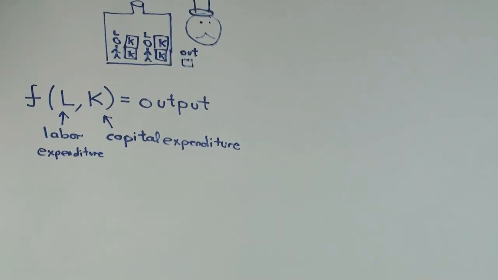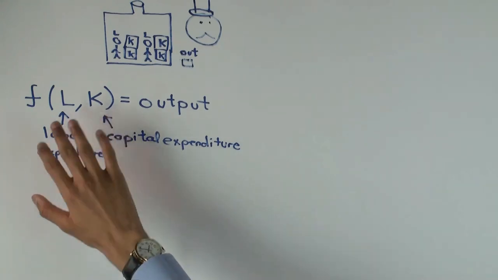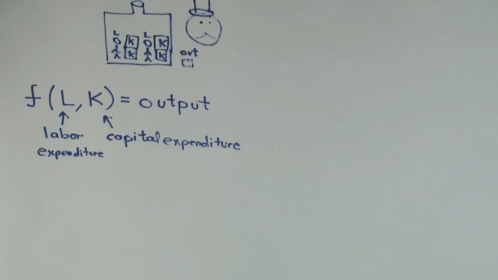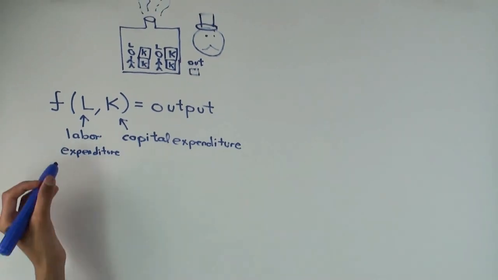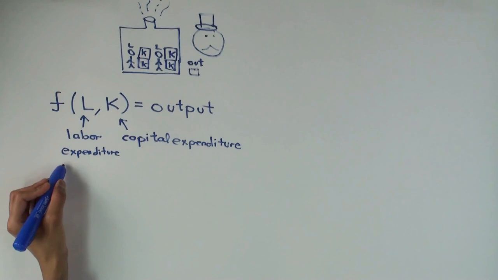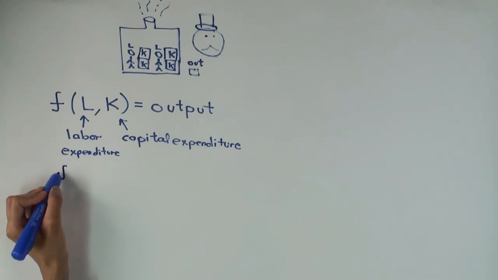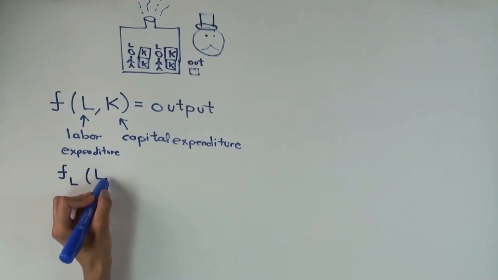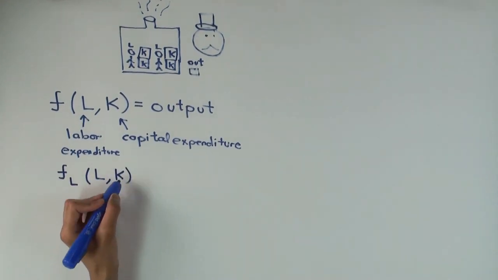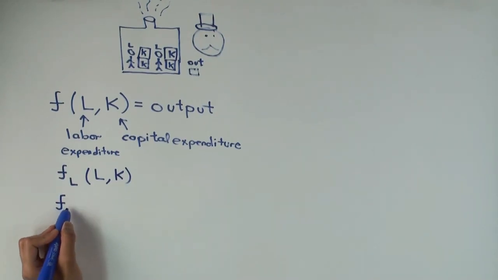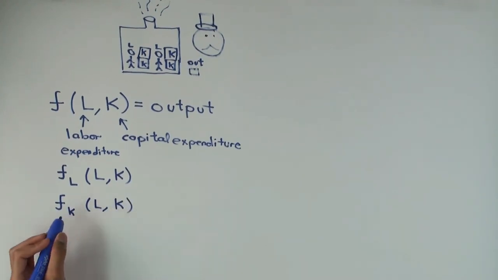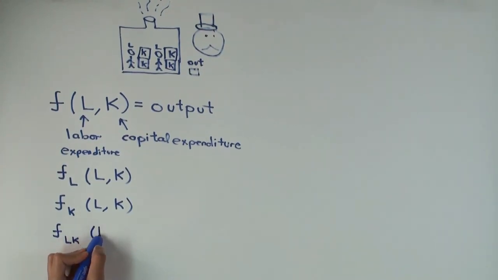Now what he's trying to figure out is, if he changes the labor expenditure and the capital expenditure, how does the output change? So he's just trying to understand this, and one way he can think about it is using partial derivatives. So I'm going to write a bunch of partial derivatives, and then we are going to try to figure out what he may mean by looking at these partial derivatives.